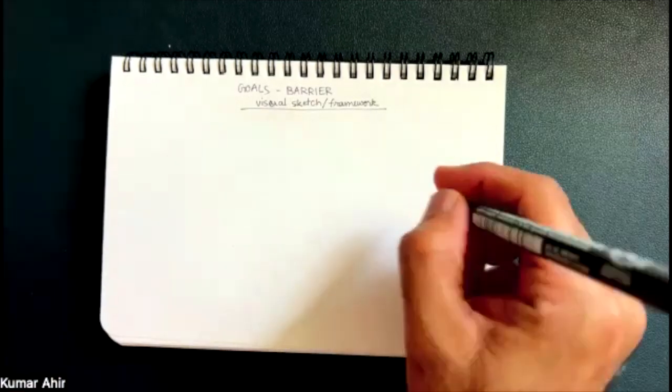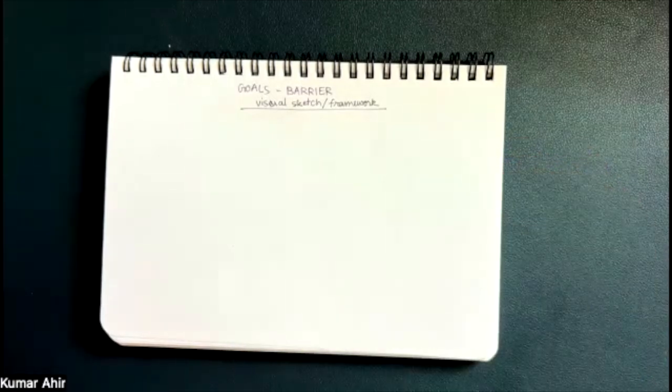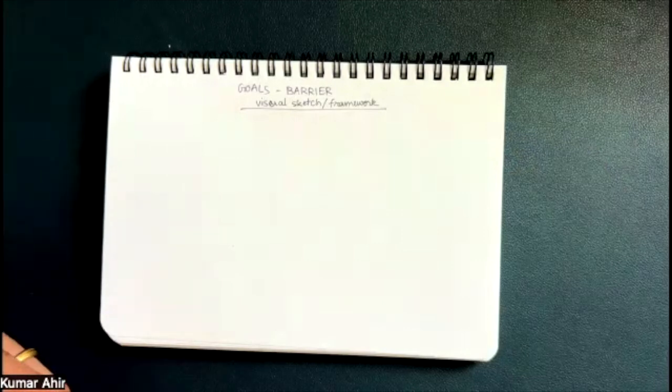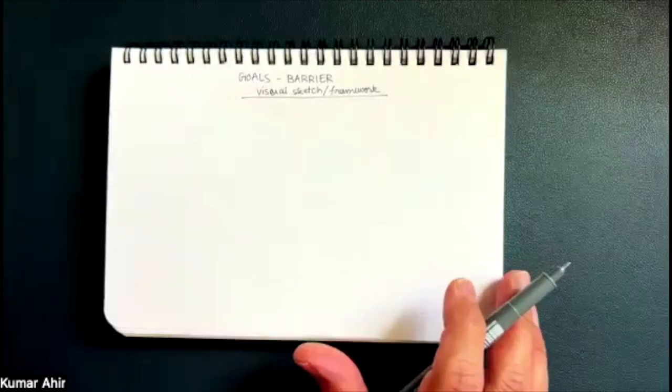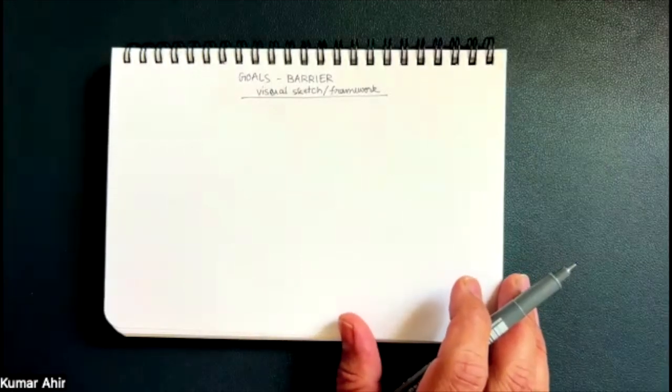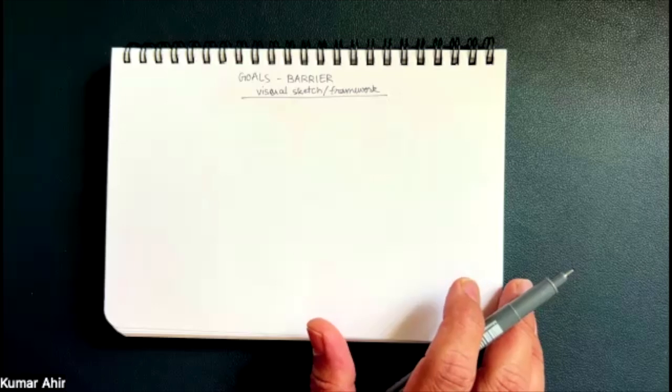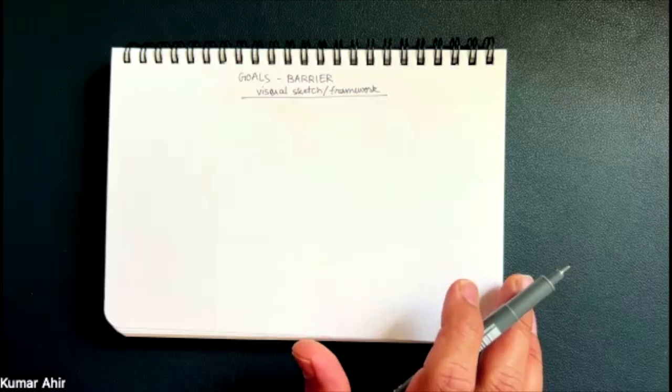All right. So the goal barrier visual framework comes in handy when we want to map out our goals and the challenges or the barriers that we find in achieving those goals. It happens almost all the time for all of us that whenever we think of a goal, just like physical health, we might have a goal to lose weight, gain stamina, or build muscles. And to achieve that, we will have lots of obstacles or barriers.